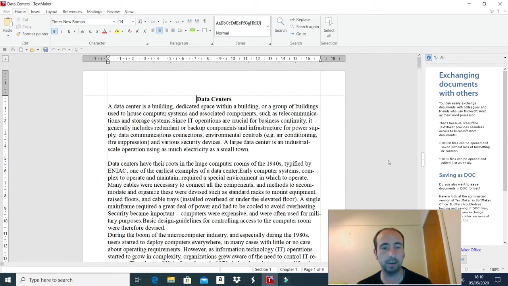Data centers have their roots in the huge computer rooms of the 1940s, typified by the ENIAC, one of the earliest examples of a data center. Early computer systems, complex to operate and maintain, required a special environment in which to operate. Many cables were necessary to connect all the components, and methods to accommodate and organize these were devised, such as standard racks to mount equipment, raised floors, and cable trays.